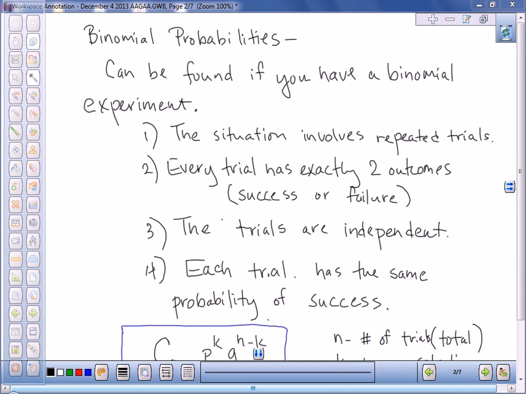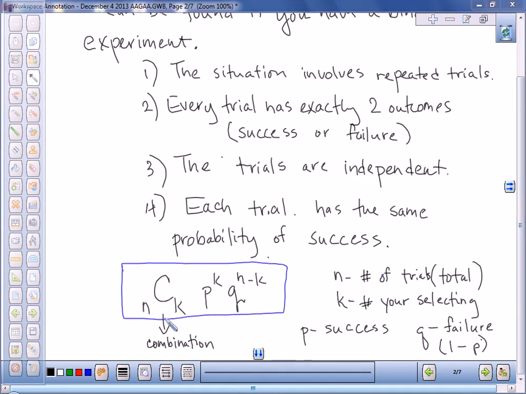Okay? So if I went home today and Santa brought a bag of peanut M&Ms and I wanted a green one, I can reach in and either get a green one or not get a green one. So there's success or failure there. The trials are independent, so one experiment would not affect another, and each trial has the same probability of success. So those are the 4 things we're looking at. If we can check off all 4 of those, then we have a binomial experiment, and we can use binomial probabilities.